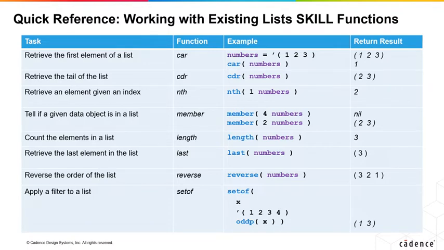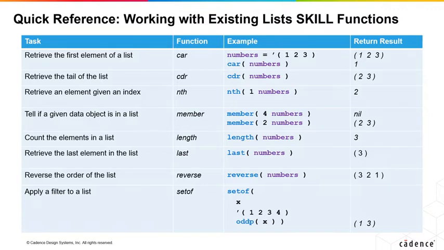Now the next function we want to look at will be able to tell us if a given data object is in a list. This is handy to look down a list and locate a particular thing that you're looking for. So that function is called member. So we're checking to see if something is a member of a list. In this example, we'll be using the function member, passing in as the second argument the list numbers, and then as the first argument the thing we're looking for in that list.